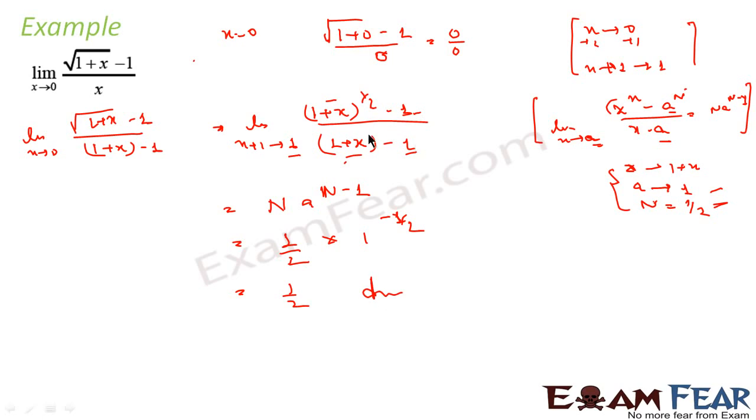Very simple. What we have done, we have just converted this equation in the form of x to the power n minus a to the power n by x minus a, where x is limiting to a.